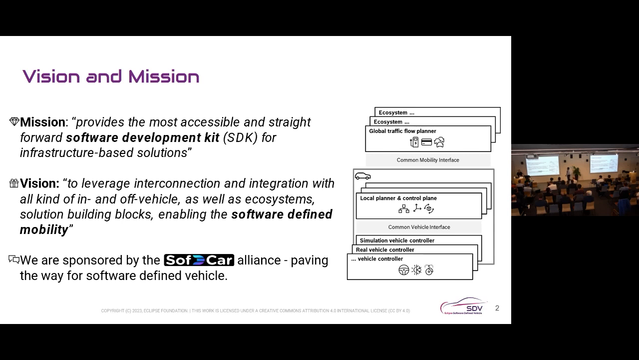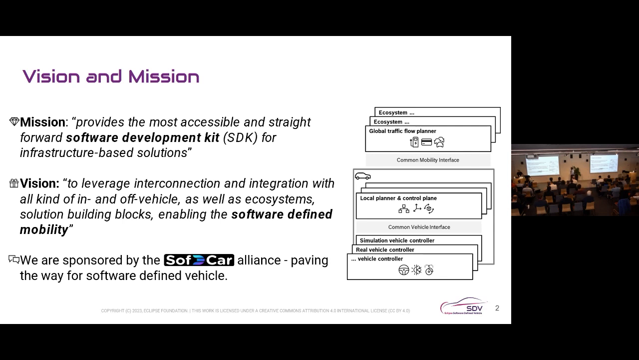Our vision here is to leverage the integration and interconnection with all kinds of in-vehicle, off-vehicle, as well as different ecosystems and solution building blocks, and also to enable the software-defined mobility context. Here we want to leverage the existing standards, existing message protocols, for example, extend them or support them in establishing these specific use cases for software-defined mobility. That's the vision. We have been part of several industry consortiums as well as several standardizations, so we want to leverage that and bring it into this specific project.